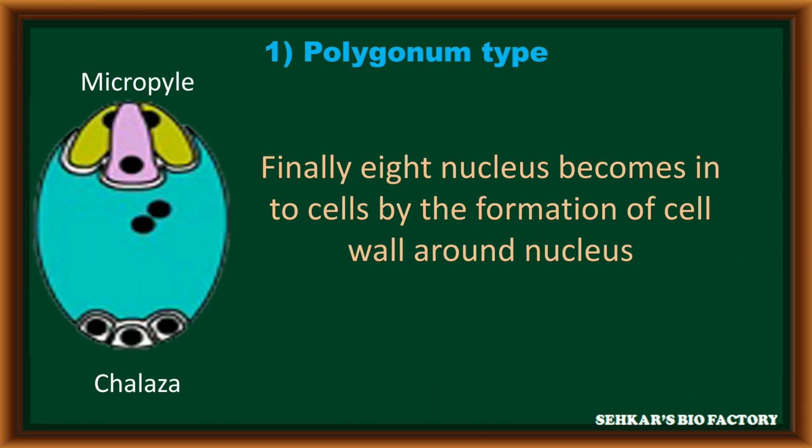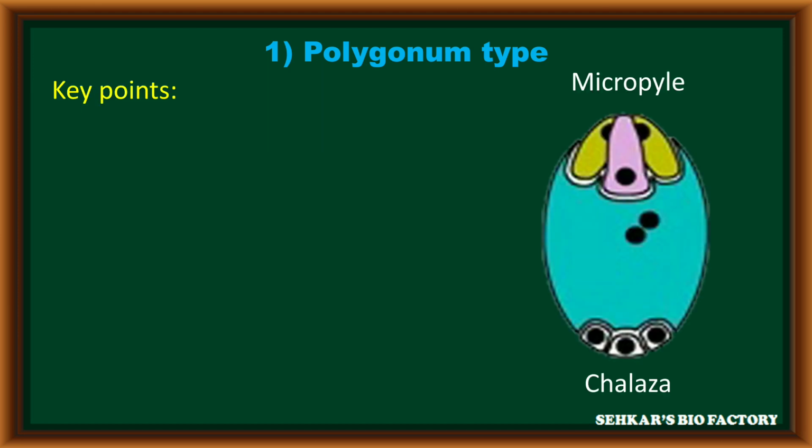After completion of cell wall formation, the three nuclei that migrated towards the micropylar end synthesize a cell wall around them. The three nuclei that migrated towards the chalazal end also synthesize a cell wall around them, but the two nuclei present at the center never synthesize any cell wall around them. Now it is organized into a haploid multicellular structure. Now it is called the embryo sac or female gametophyte. In the Polygonum type of embryo sac, we can observe some important key features.